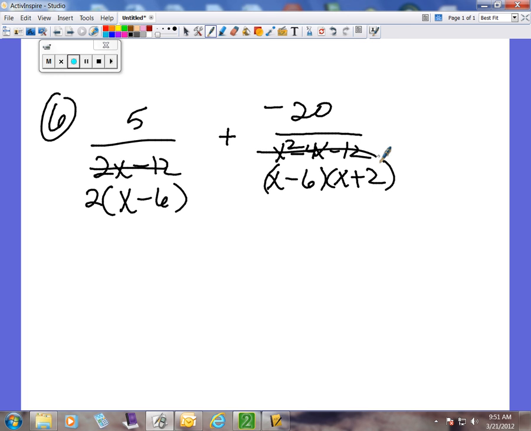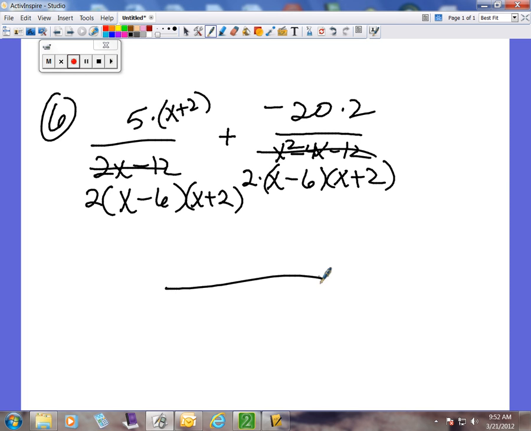What's missing in this denominator that's over there? Well, that's what we do then. And that's what you do to the top, the numerator. Now there's only one little thing missing on the second denominator, the 2. So we have to take this times 2 and the top times 2. Now don't they look just alike? So that tells you your least common denominator is 2x minus 6, x plus 2.